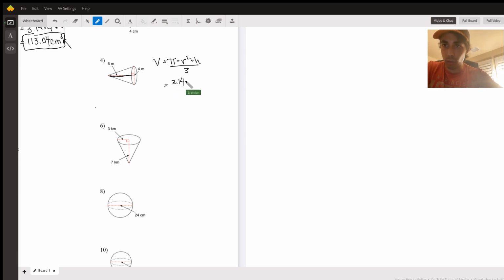Pi is 3.14. The radius. Ooh, okay. This one's actually important. It looks like what they're saying is, they didn't give us the radius.